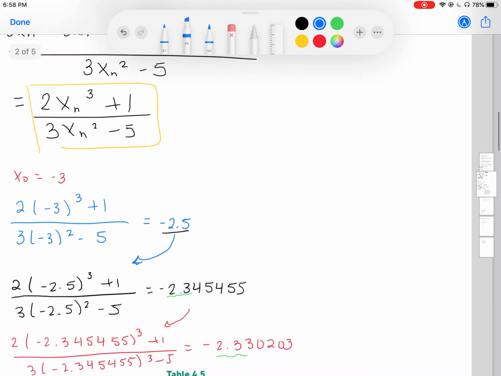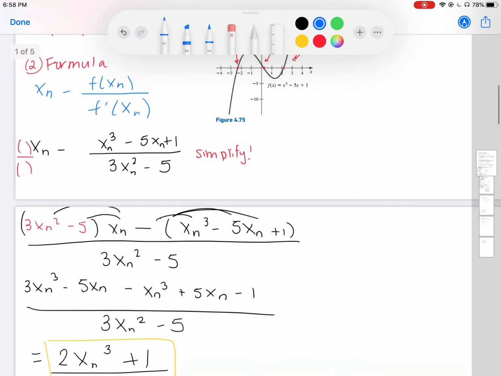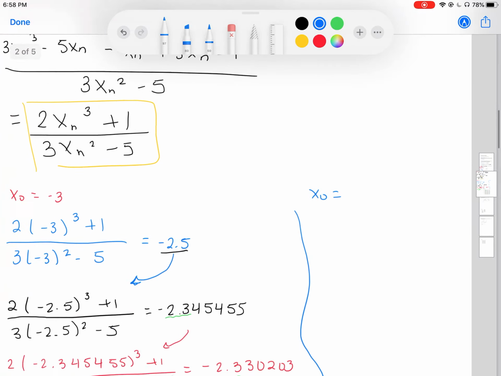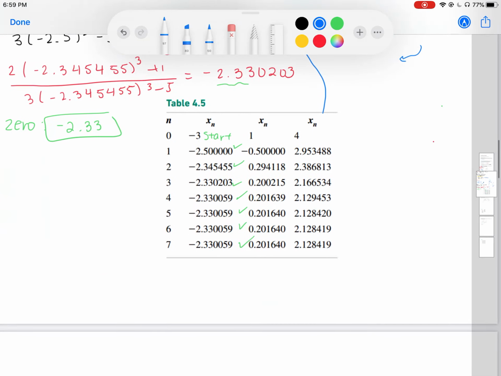So we go ahead and start with x0, which we said was 1. We continue using that same formula that we got from Newton's method, so that we have 2 times 1 cubed plus 1 divided by 3 times 1 squared minus 5. Then you'll get an answer and you plug it in again, and you'll get an answer and you plug it in again. And I'll have the work for you here.